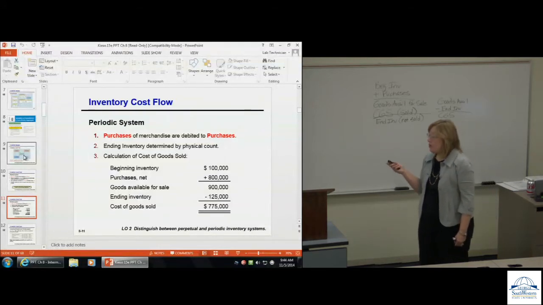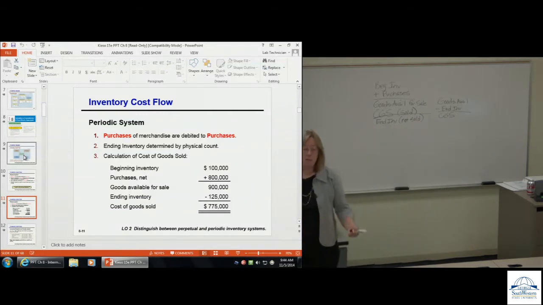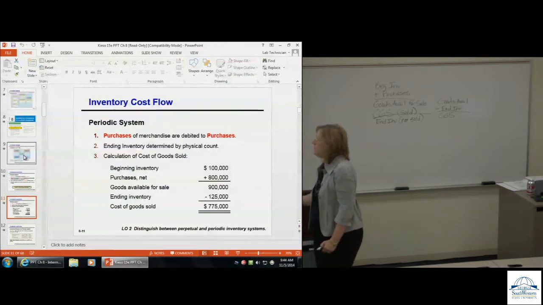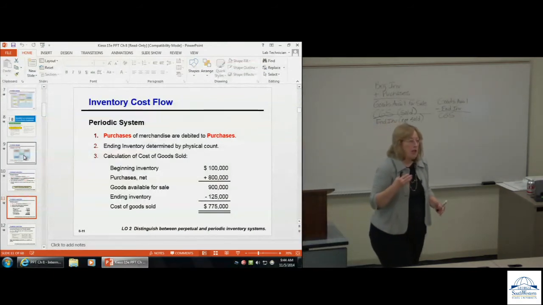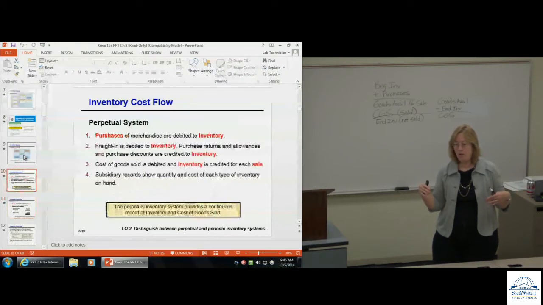Or the other way we could do something is periodic. What does that mean? Every once in a while we do something. Periodically, we do something. What do we do under the periodic system? Every once in a while we count our inventory and see how much is there. This is the only way we know how much is there in our inventory under the periodic system. We go count it. How many things of toothpaste do we have? We have to go count, right?